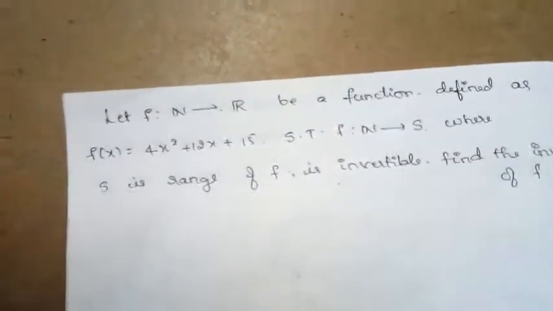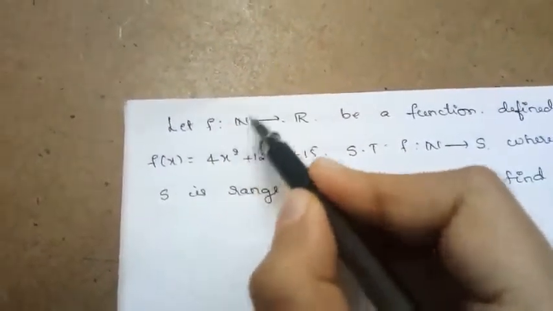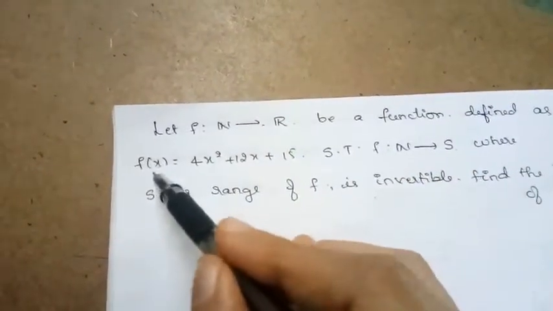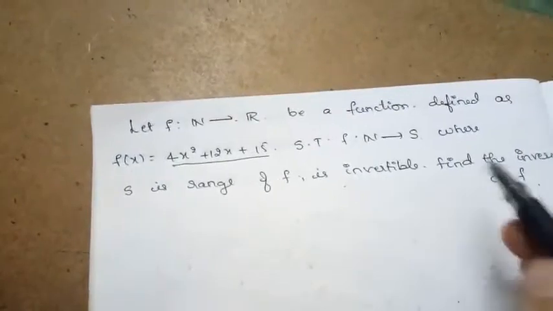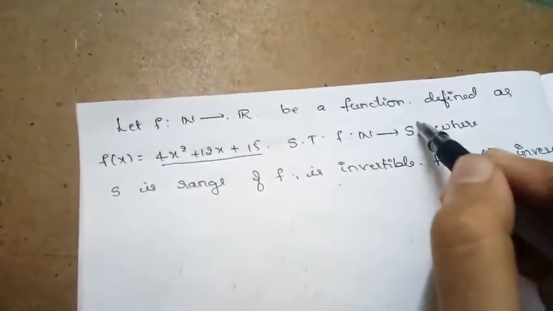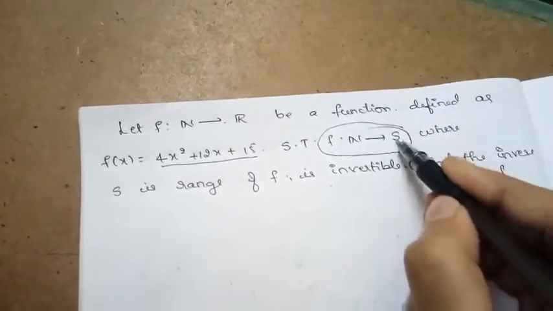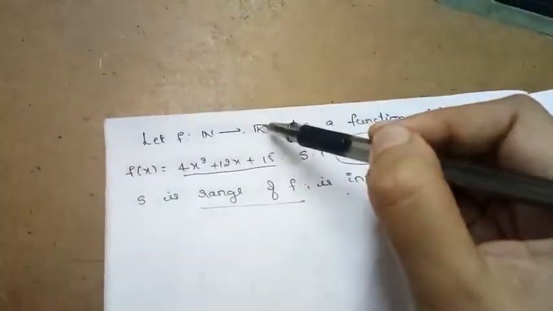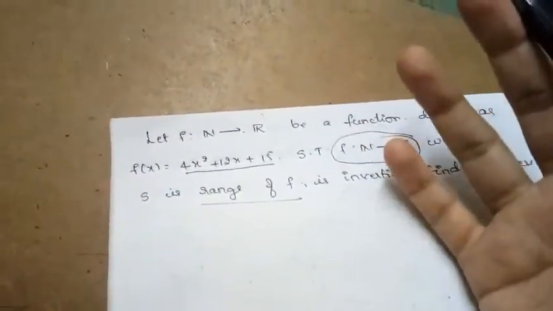So let us see the next example, which is a bit different compared to the previous one. How is the function defined? It is defined from the set of natural numbers to the set of real numbers, and the function is defined as f of x is equal to 4x square plus 12x plus 15. But what do we need to show? A function f from the set of natural numbers to S, and this S is nothing but the range of the function. Here our codomain was the set of real numbers.